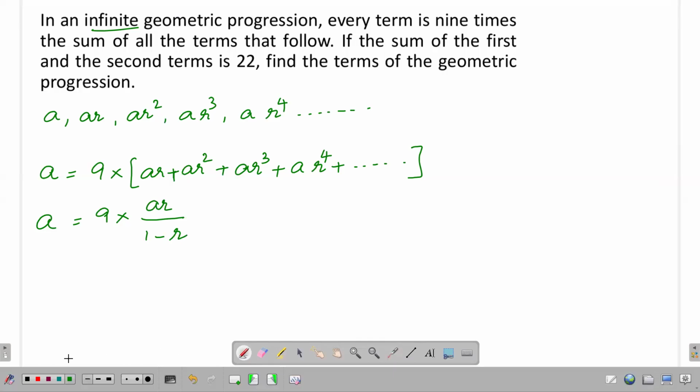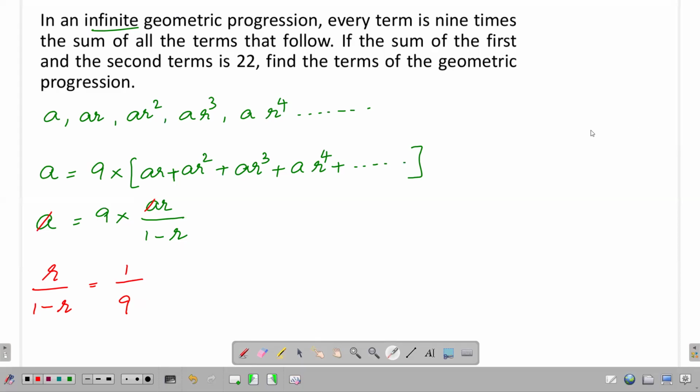So we can see that in this case, this a and this a will get cancelled off. So that will get me the result r by 1 minus r, which is coming here as 1 upon 9. Please observe this a and this a goes off. If it goes off, it doesn't mean that the value is 0. So you can see that 1 is equal to 9 times r by 1 minus r, or r by 1 minus r is equal to 1 by 9. You take this 9 to the other side, it will become 1 by 9.